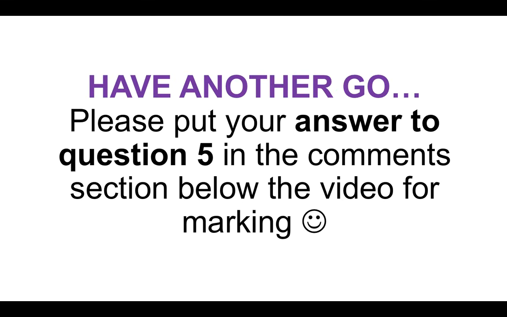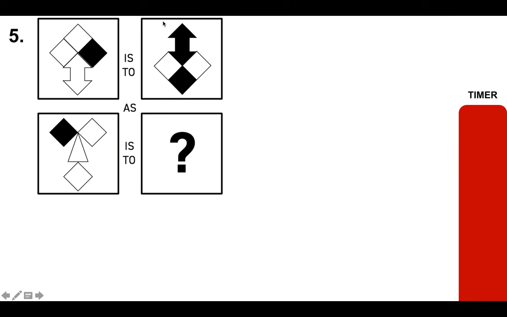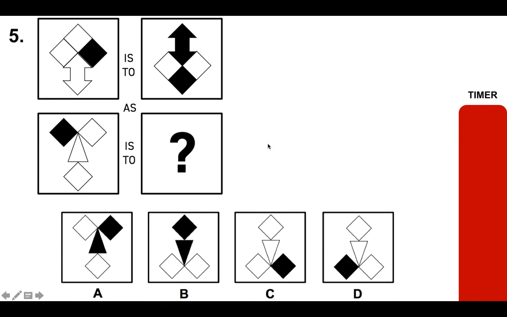Please put your answer to question 5 in the comment section below the video for marking. Here we go. So a similar thing here. So this shape here, this is a harder one. This shape here with the colour is to that one as that is to what? You have those 4 options, A, B, C or D.